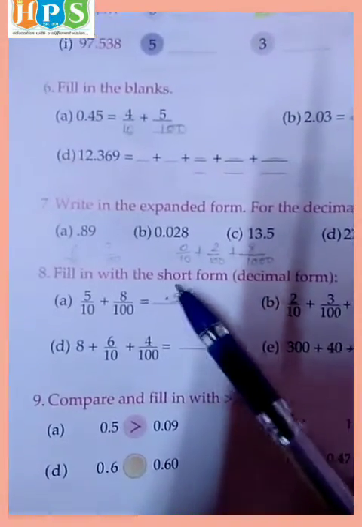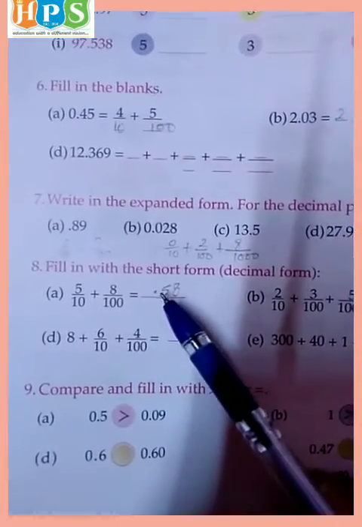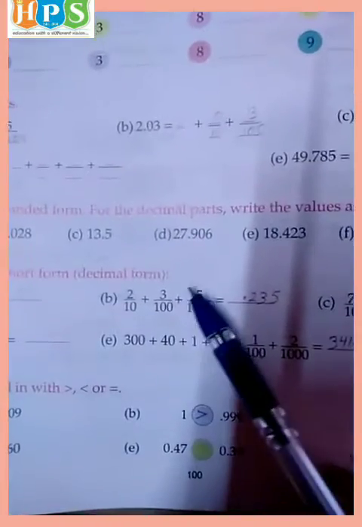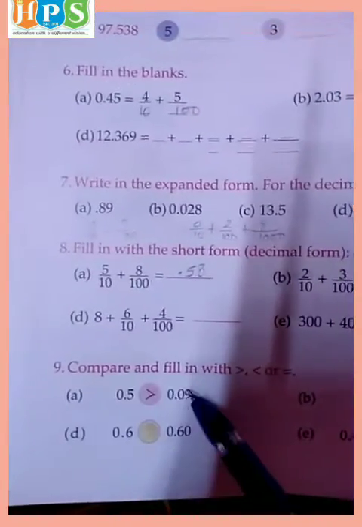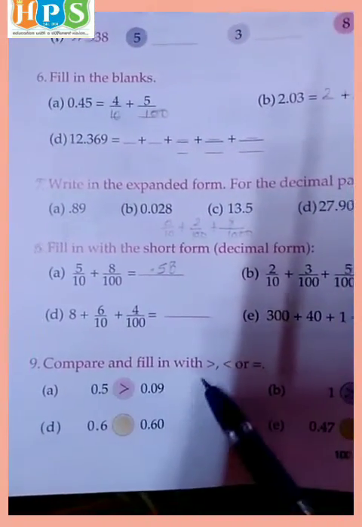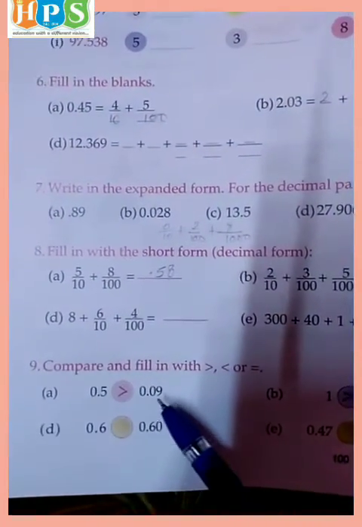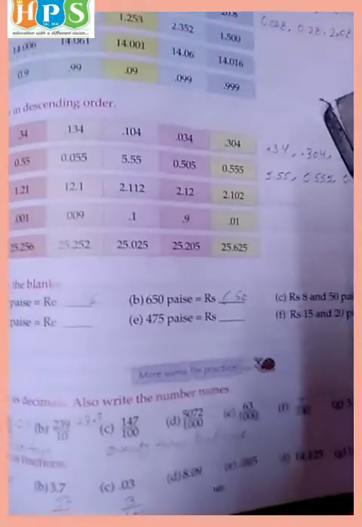Fill in with the short form decimal form. 5 upon 10 plus 8 upon 100, 0.58. 2 upon 10 plus 3 upon 100 plus 5 upon 1000, 0.235. Compare and fill in these symbols. 0.5 is greater than 0.09. 1 is greater than 0.999. Come to next page, 101.